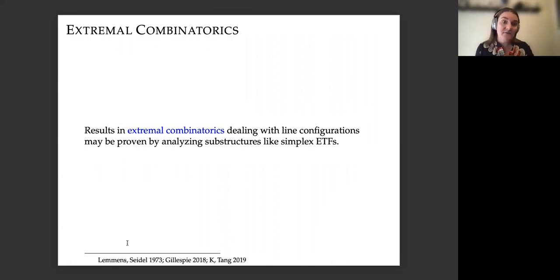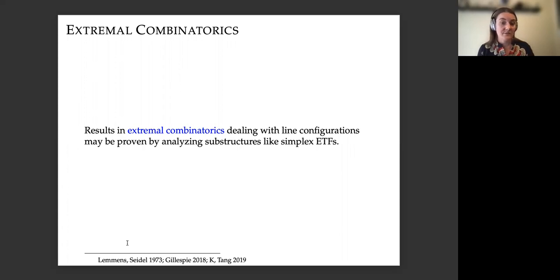And finally, various results in extremal combinatorics dealing with line configurations may be proven by analyzing substructures like simplex ETFs. So this is something that a former postdoc and I have worked on, but this is not a unique idea. I mean, Lemmens and Seidel first started by saying, we have these sets of equiangular lines, and we want to consider maximal subsets of these lines where all of their inner products are negative, which in some cases ends up being a simplex equiangular tight frame.